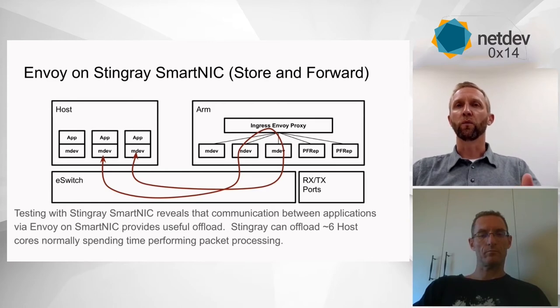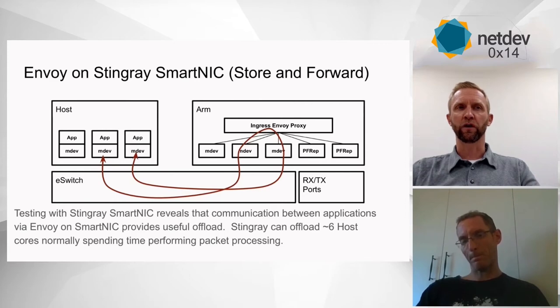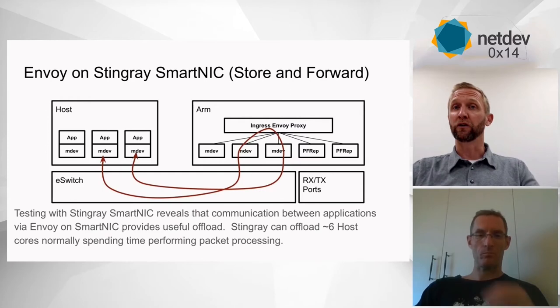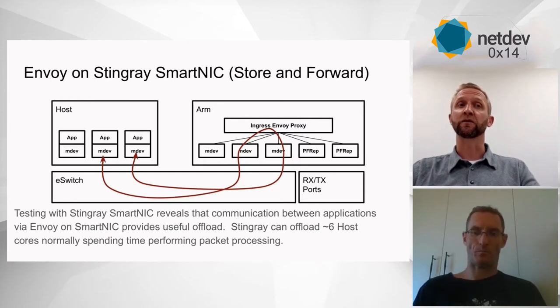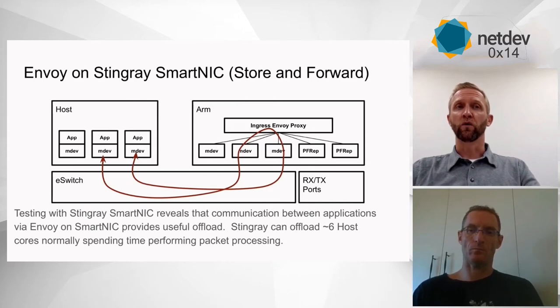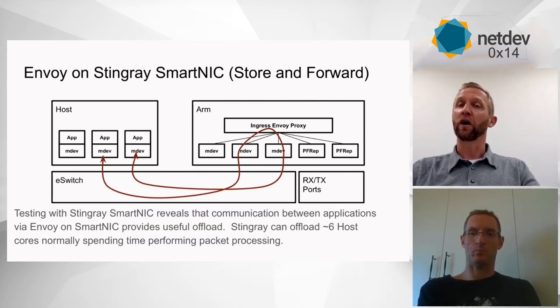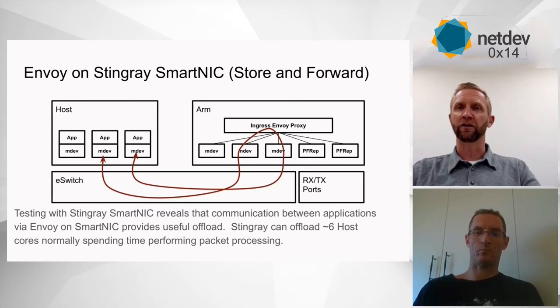So you can see from the diagram, a packet would leave application one, traverse through the eSwitch, which could probably not do much other than look at the proper MAC address, to arrive on an MDEV representor on the ARM cores. This representor would in turn pass the packets to the ingress Envoy proxy, because it would be listening on that device. That Envoy proxy would say, oh, it should go over here, and ultimately the routing table would move it to a different MDEV, and that packet would proceed back to the other application on the host.